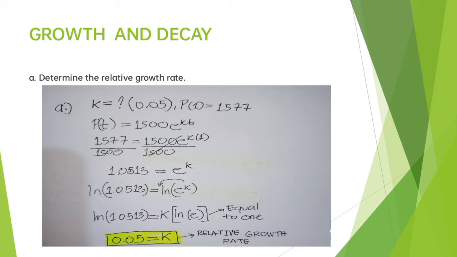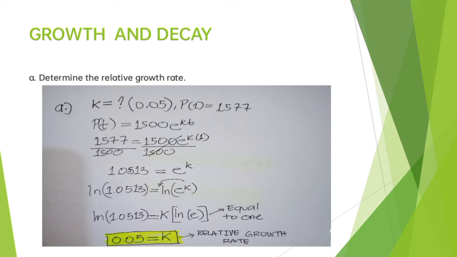So, cancel it. We get 1.0513 equals e raised to K. We know the properties of log, where the exponent becomes a whole number. Get the natural log of 1.0513 equals the natural log of e raised to K.